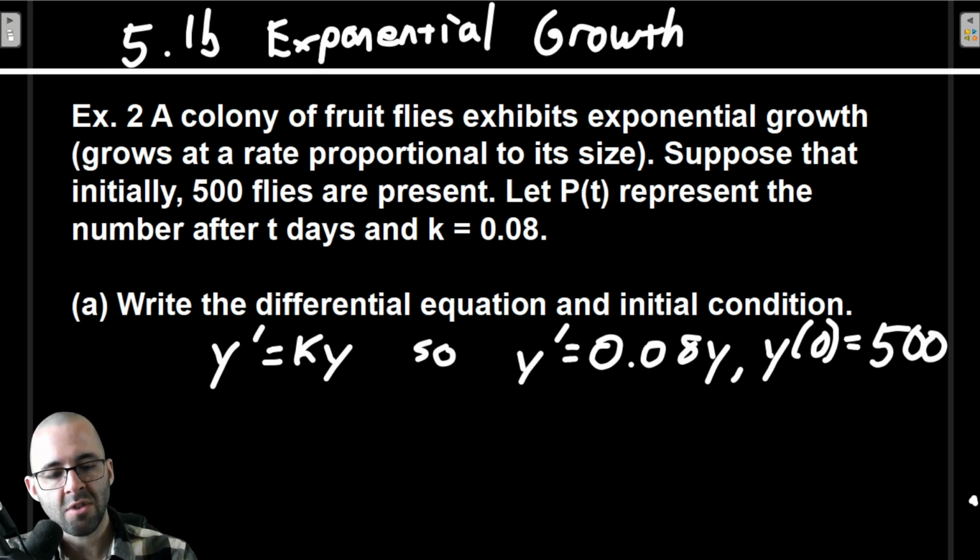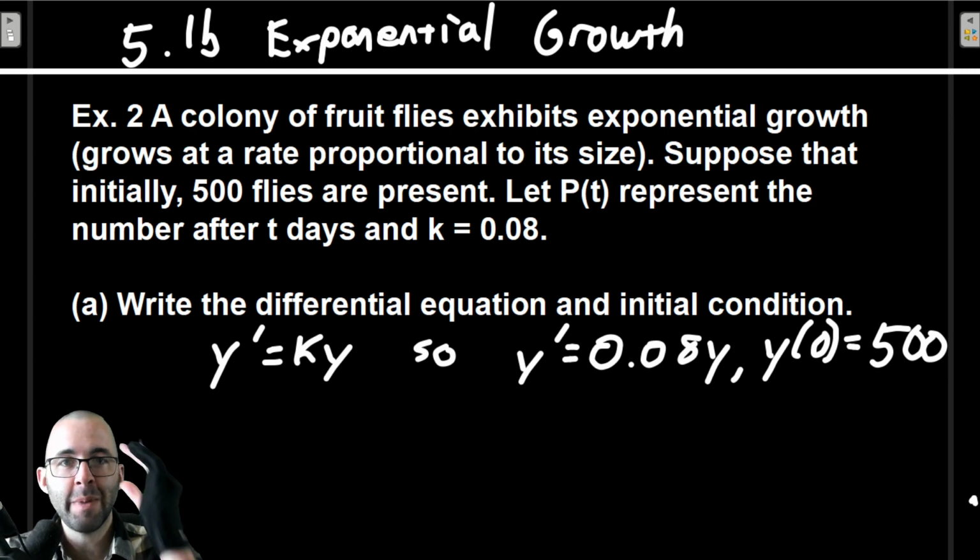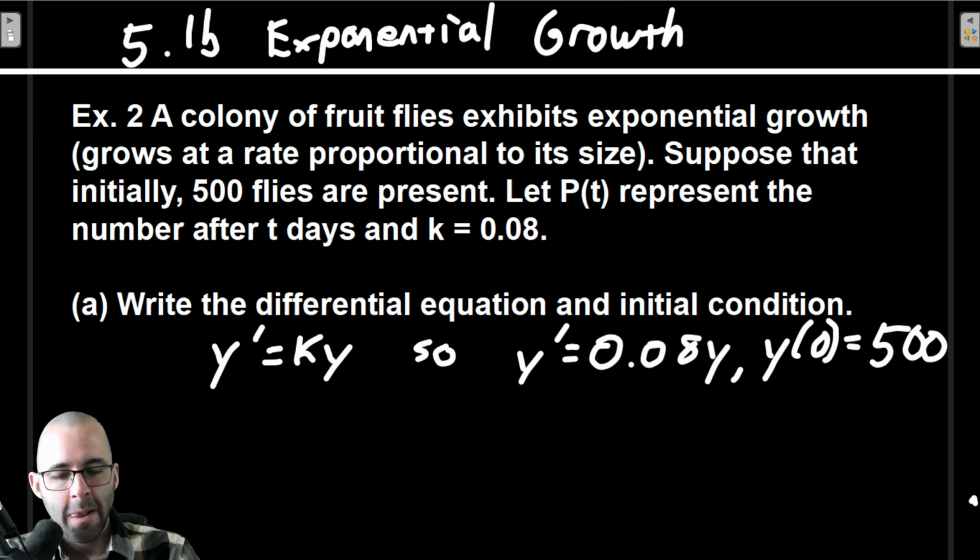We've got a nice differential equation. We've got a nice initial condition. We've got a nice answer for part A. Easy as pie. Do part B. Find P of t.